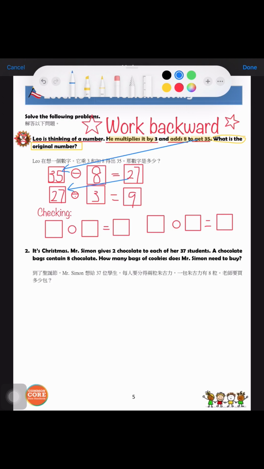Now let's do the checking. If the number he's thinking of is 9, then we may first multiply it by 3. Which equals to 27, and then he adds 8. It did equal to 35. Therefore, the number he was thinking of is 9.